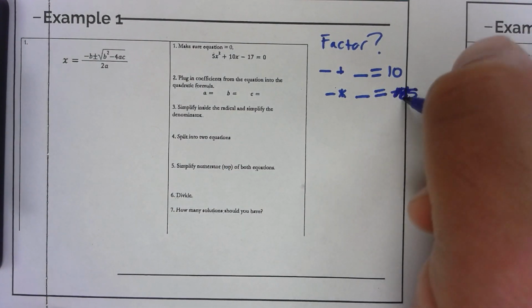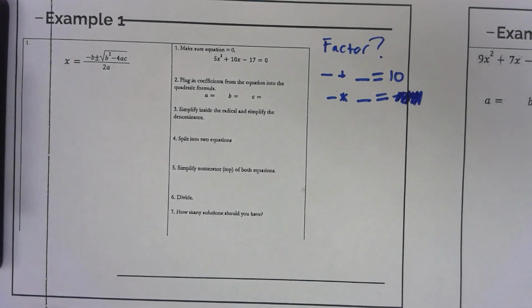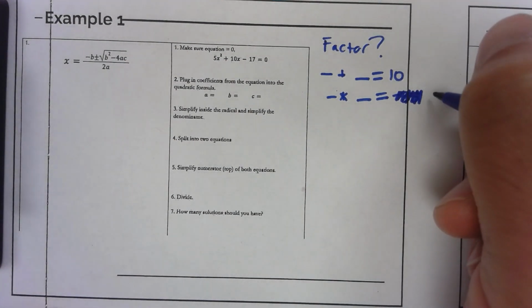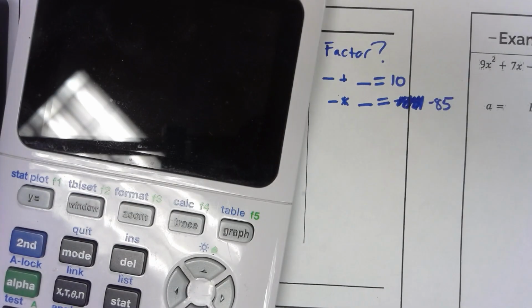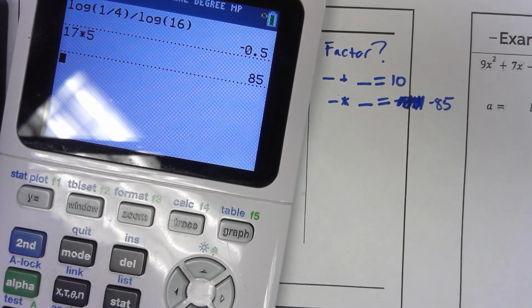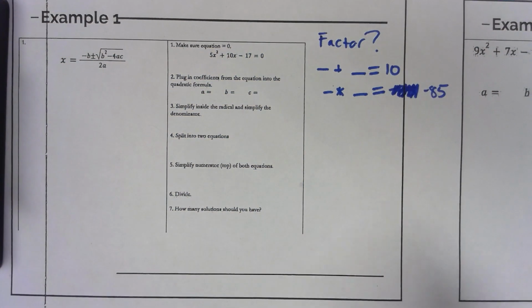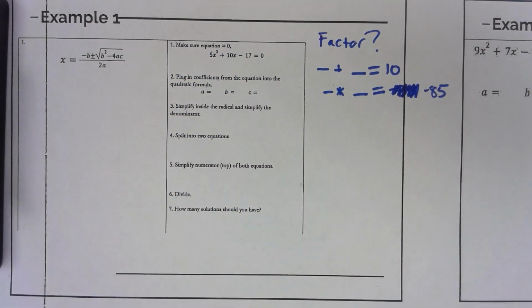Let's try that again. 5 times 17 is negative 85, right? 17 times 5, yeah, 85. So I'd be looking for these numbers. Can anybody think of numbers that meet these conditions, multiply to negative 85 and add to 10? I don't think they exist.